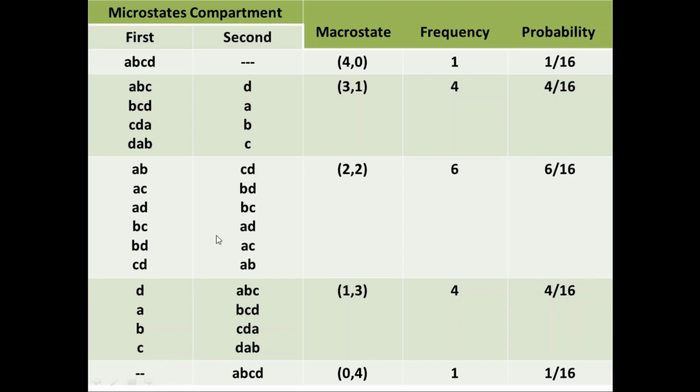And the last way is that the first compartment is empty and in the second compartment there are 4 particles. So the macrostate is 0, 4, the reverse of the first, which was 4, 0. The frequency is 1, so the probability is 1/16. So in this way we can arrange the 4 distinguishable particles in 2 compartments.